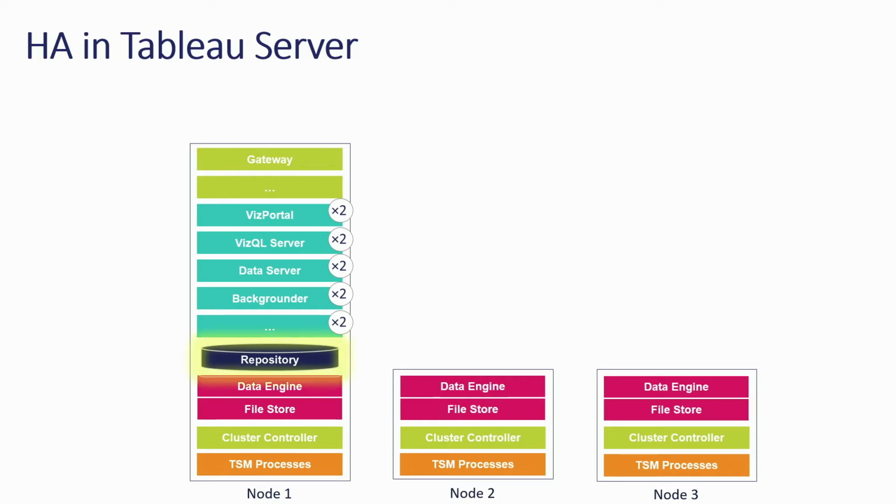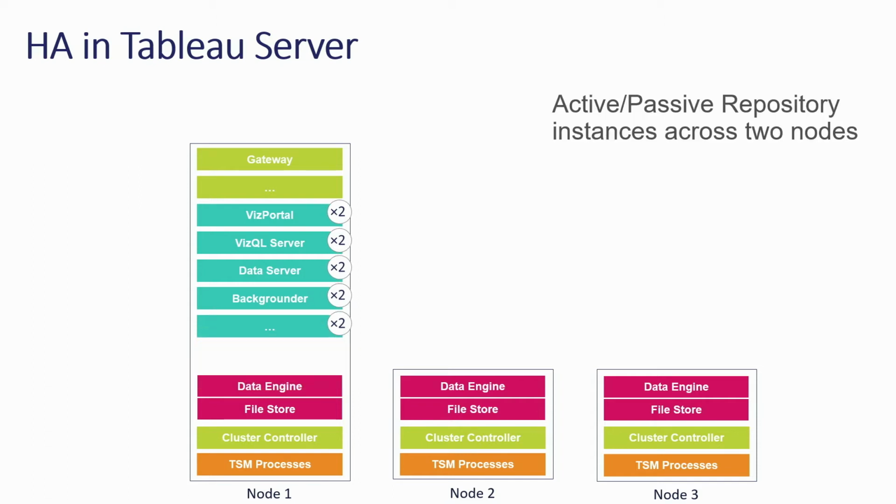Next, we'll talk about the repository. The repository is our Postgres database, and we're limited to having one read-write instance in our cluster at a time. So in order to make this highly available, what we need to do is to add a standby. We can go ahead and put this on node 2. The passive repository, or standby, is constantly getting the data from the active repository. That data is constantly being streamed over to the passive repository, so you've got a copy of this database data in both places.